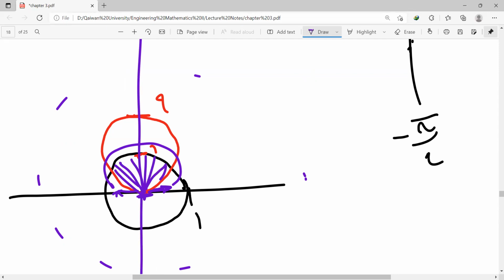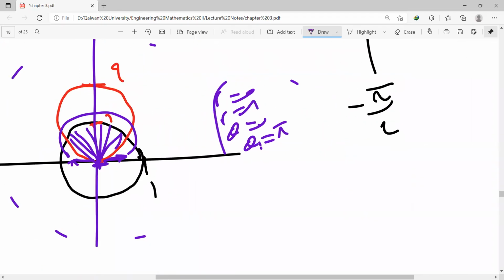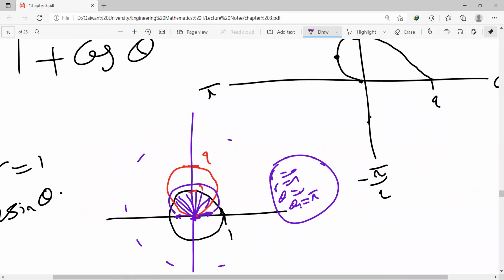So what's the highest value? The highest value is 1. So r is from 0 to 1, and theta is from 0 to pi. These are the lower and upper limits of the integration that you will find. Now, let's take another example.